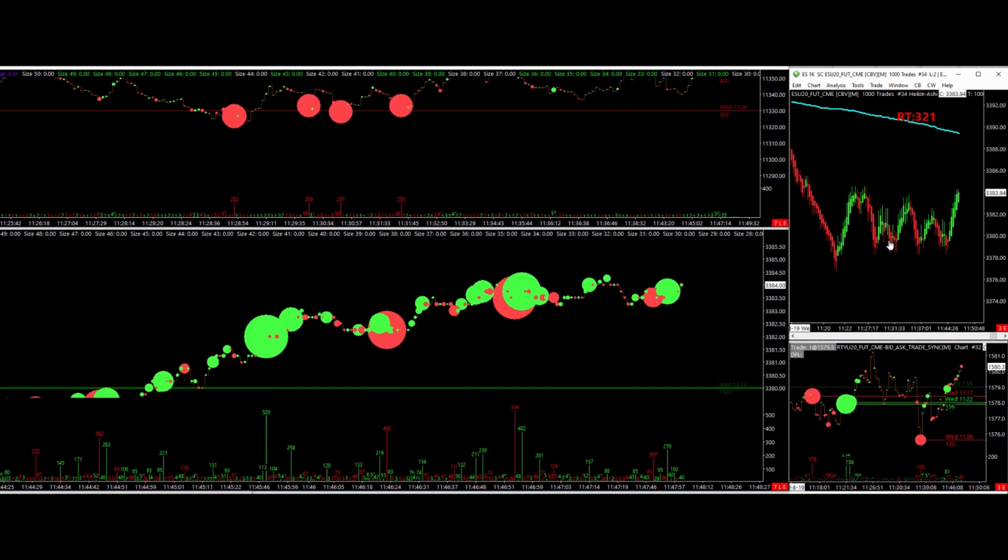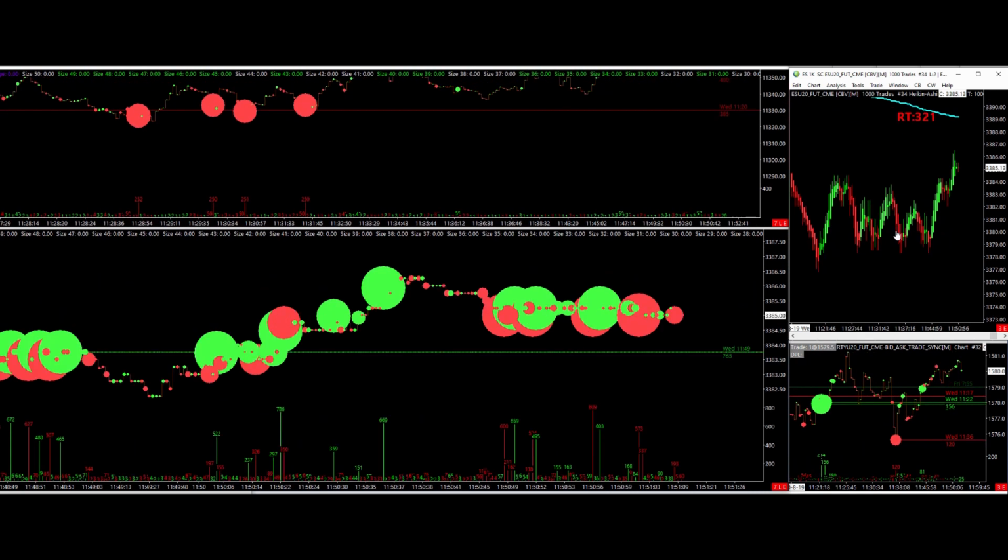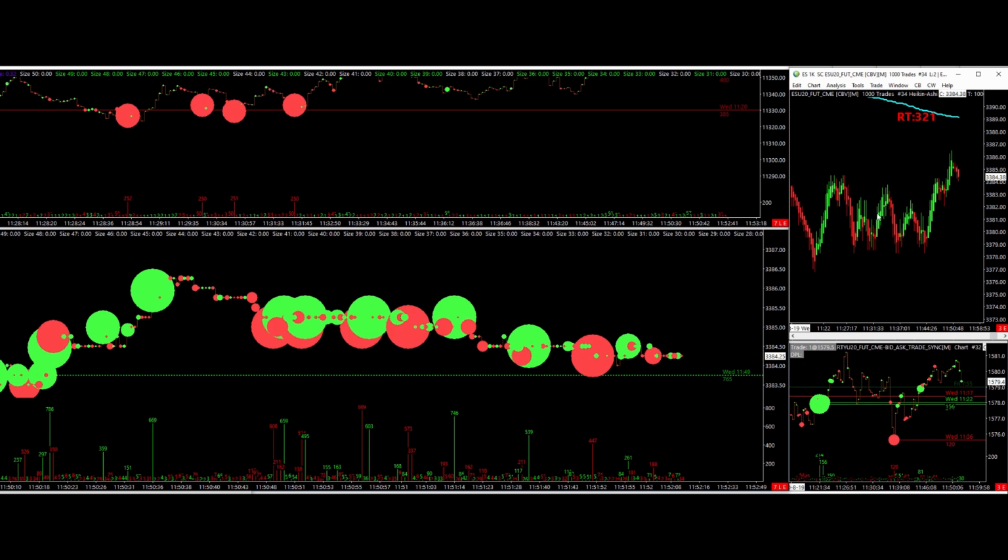You can see it through here. And now we're just back in the same balance area that we were in previously. So I'll just leave it at that.